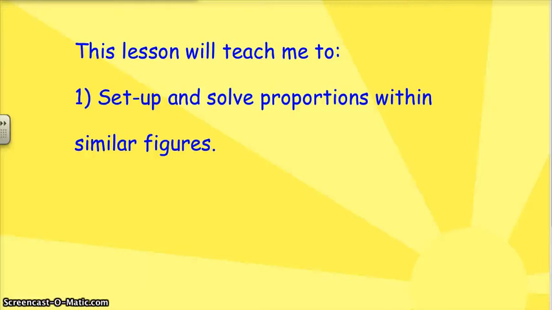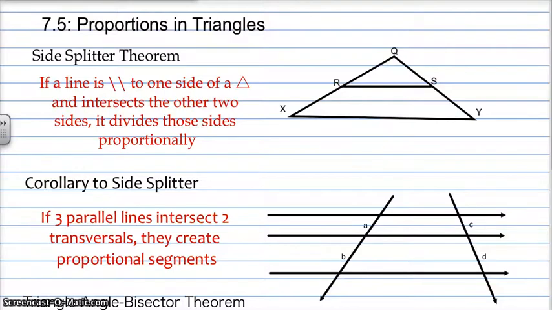This lesson will teach me to set up and solve proportions within similar figures. There are three theorems in this section. The first is called the side splitter theorem. The second, the corollary to the side splitter theorem. And the third, the triangle angle bisector theorem.